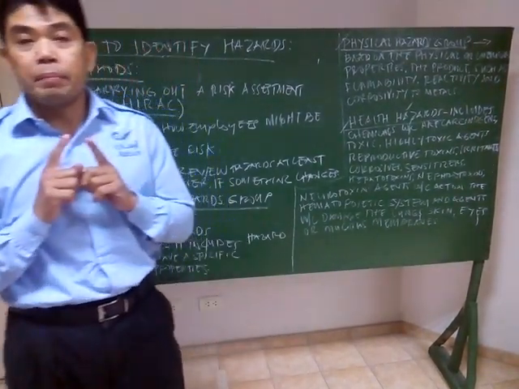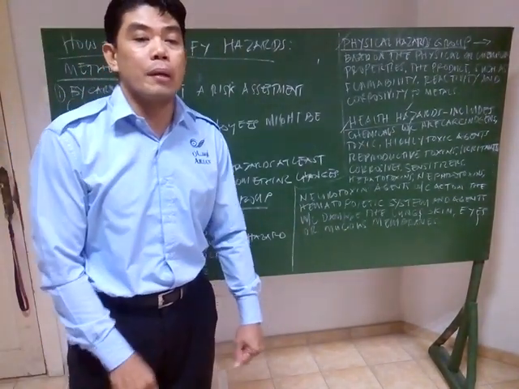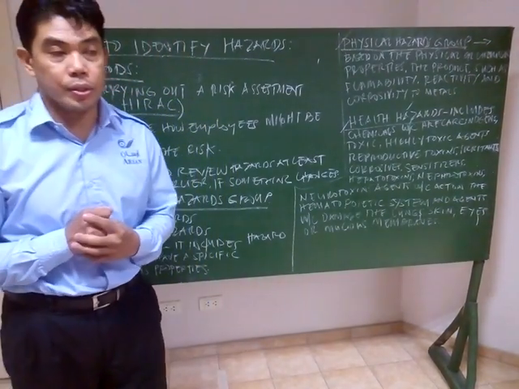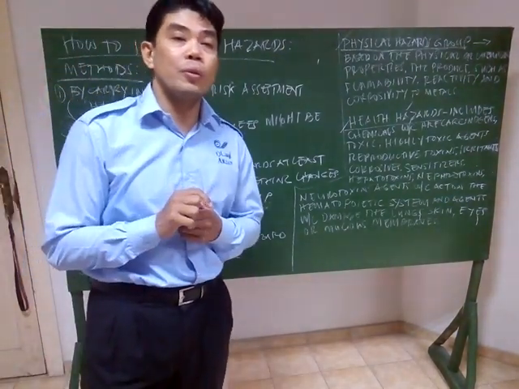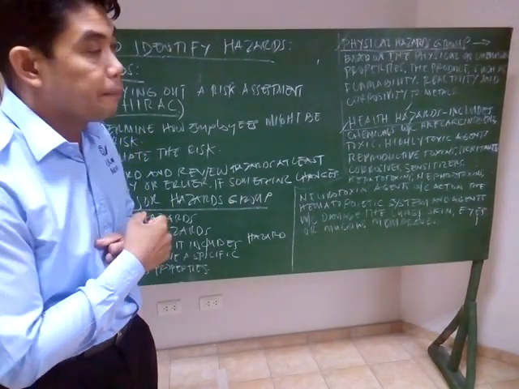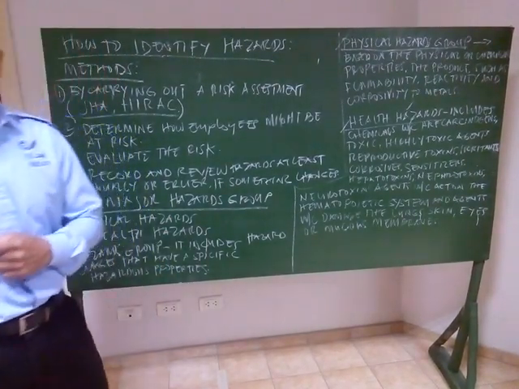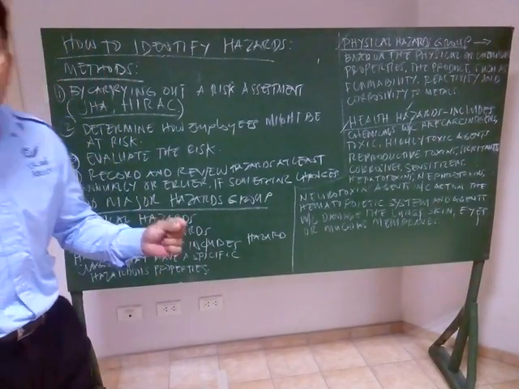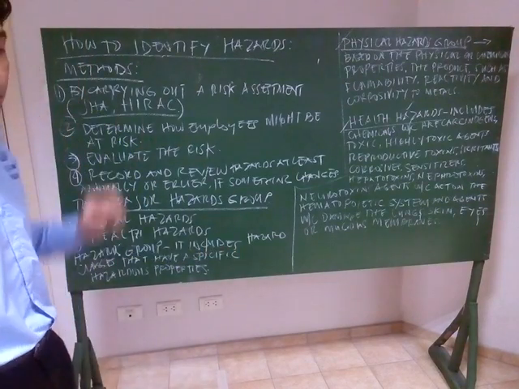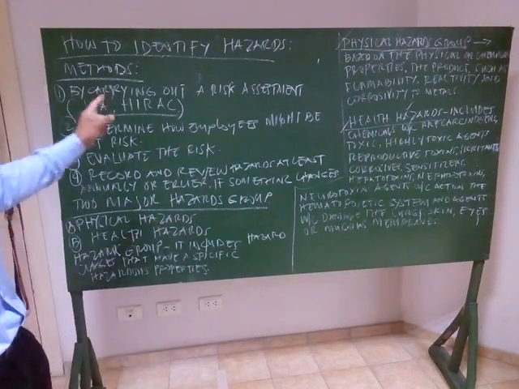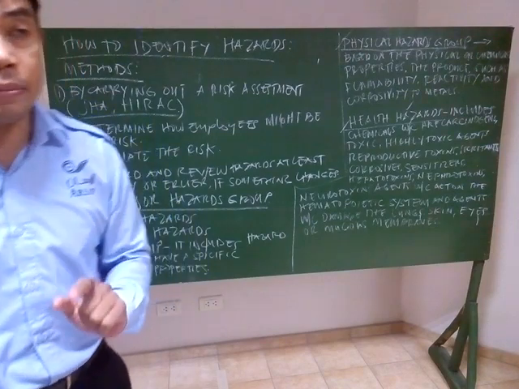So, in our previous discussion, we talked about the types of hazards. Now, I'm going to share with you how to identify hazards. Okay, how to identify hazards? We can identify hazards by means of these methods. Number one, by carrying out a risk assessment.